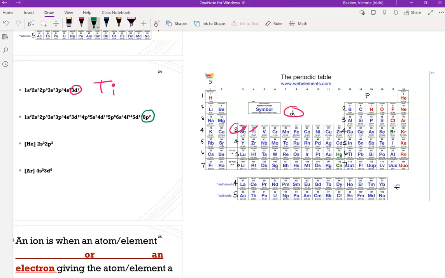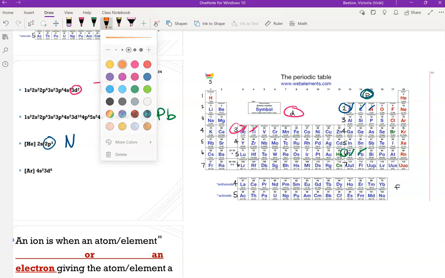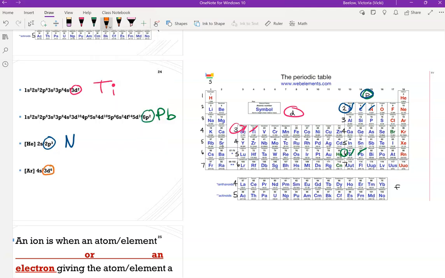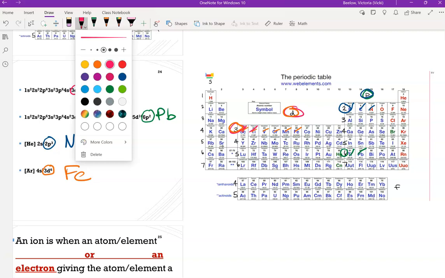This one ends in 6p2. So 6p, and then I would count 1, 2. Pb, which is lead. This one ends in 2p3. So 2p, and then I would count 1, 2, 3. That is nitrogen. And then lastly, I have 3d6. So 3d, 1, 2, 3, 4, 5, 6. That is iron, which is Fe.